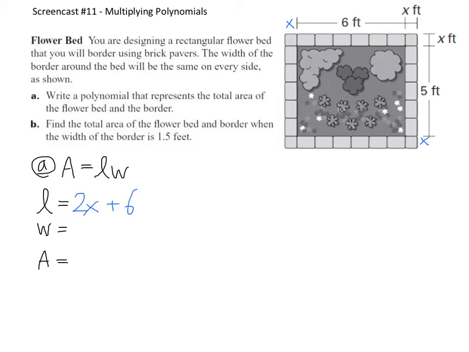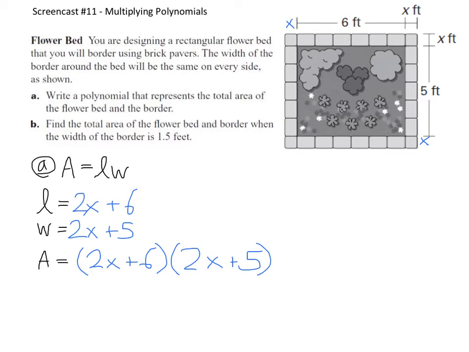Using extremely similar logic, we know that this middle length right here of the flower bed is 5 feet, but then the pavers on the outside are x feet and x feet long. So once again, if we were to trace our finger across the entire width, we would have x feet plus another 5 feet plus another x feet. So together, of course, 2x plus 5. And there we have it. We have an expression that represents our length, 2x plus 6, and an expression that represents our width, 2x plus 5. Reminding ourselves the area formula is length times width, we take the length, 2x plus 6, and multiply it by 2x plus 5.